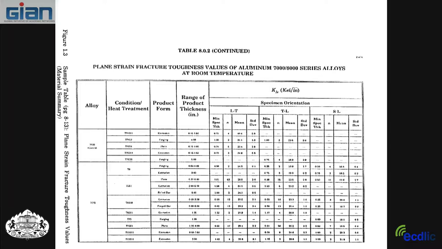For example, LT, these are the mean of a number of tests, 31. In the other direction is 23. This at least I can read, 34, 30. So again, the same thing happened.